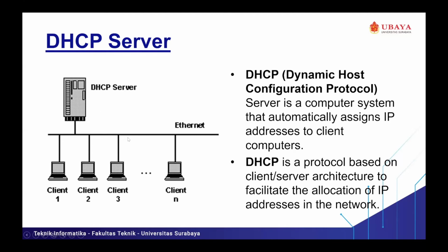If you have a router in your home or in your office, your router will be a DHCP server. So we can call our router a DHCP server. Our router will provide an available IP, right? Then our router will assign the IP to all of the clients. It can be a computer or smartphone or smart TV, something like that. And DHCP is a protocol based on client-server architecture to facilitate the allocation of IP addresses in the network.